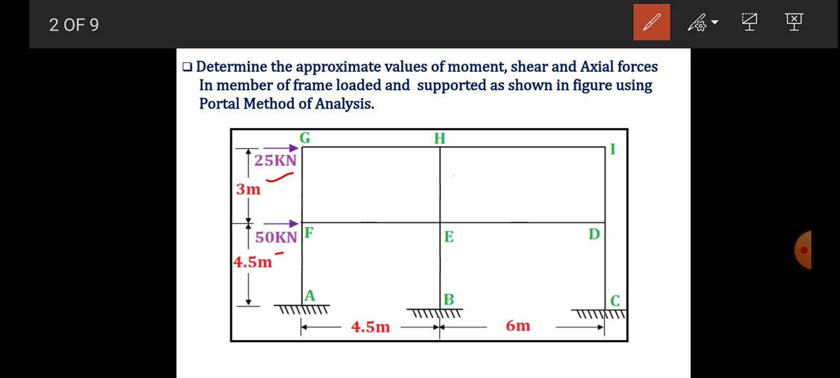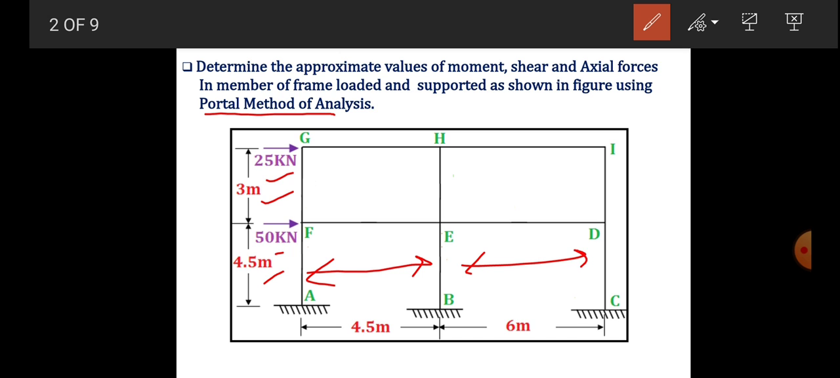The height of the first column is 4.5 meter and the second column is 3 meter, and the spacing of the columns is 4.5 meter, and then the next is 6 meter spacing. So we have to solve this frame by the Portal method.